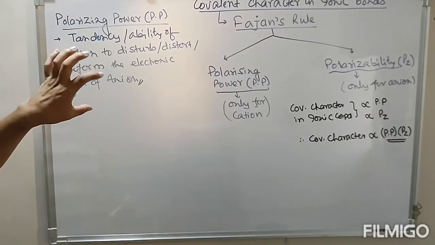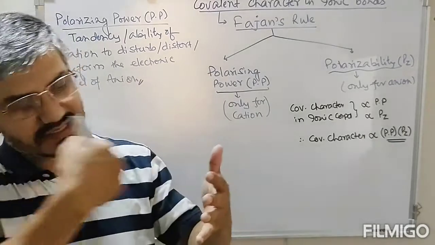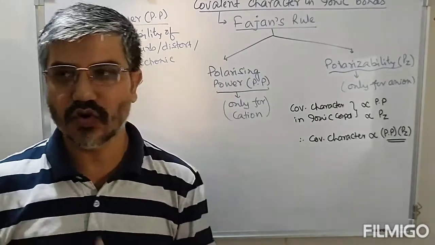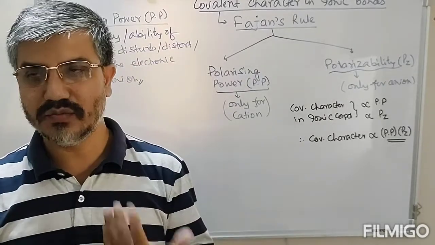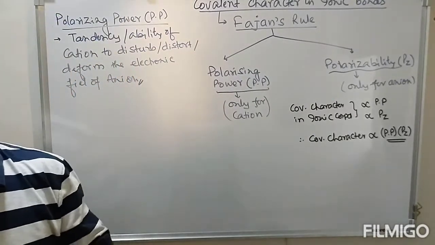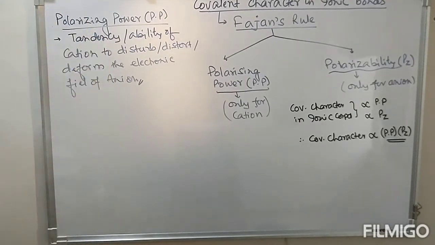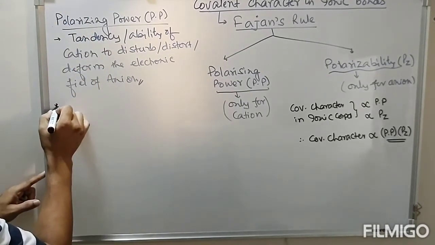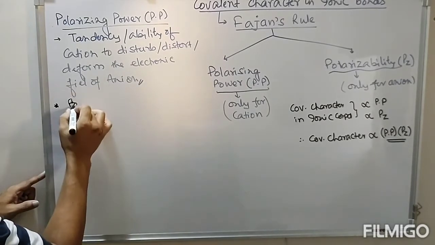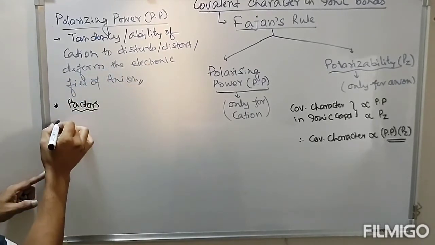So the more the polarizing power of the cation, the more it will disturb the electronic field of the anion, the more it will have a tendency to overlap with the atomic orbitals. So more is the tendency for this overlapping of atomic orbitals, more will be the covalent character. So we have this polarizing power. Now the question is, factors on which this polarizing power depends.